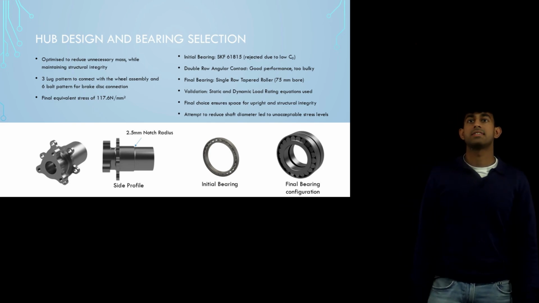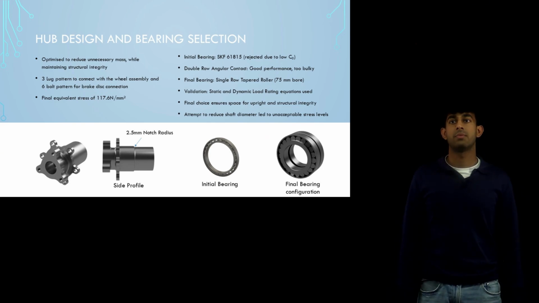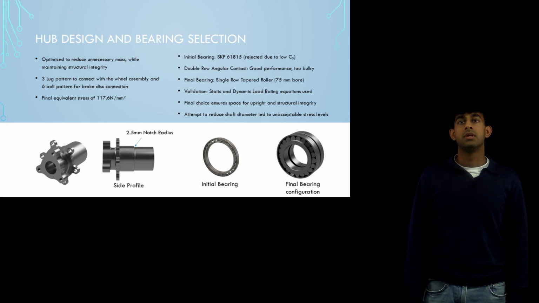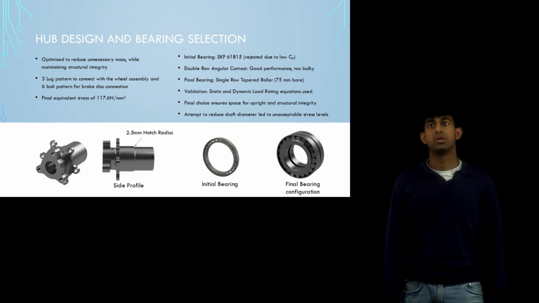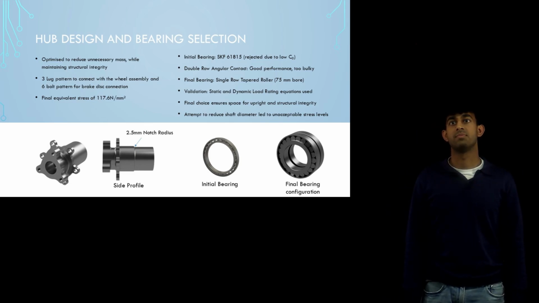The wheel hub acts as the central connection between the suspension upright, the drive shaft, and the wheel. Calculations were completed to ensure that our stress values were within the limits of our chosen material, medium carbon steel. The final equivalent stress came to 117.6 newtons per millimeter squared, which was within our limit of 177.8 newtons per millimeter squared.